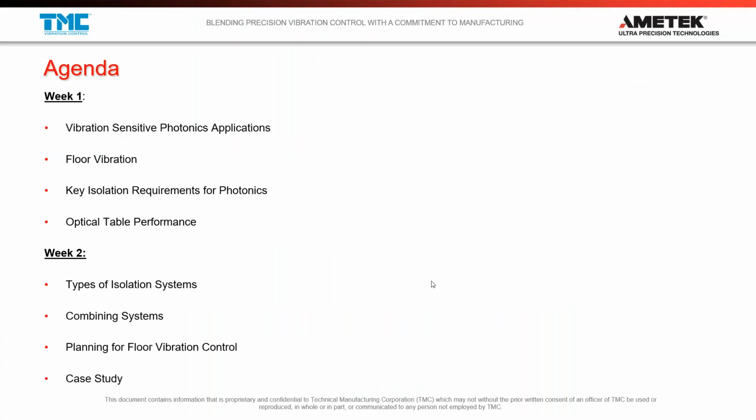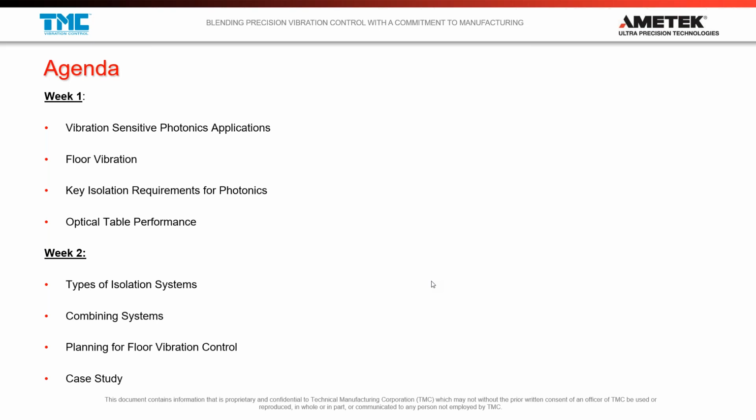So a quick review. Remember, week 1, we talked about the top, basically. You have a 2-part system. You have your optical table top, and you have what supports it. So week 1, we did a quick overview of the types of photonic applications we see a lot. We did a sort of a crash course in floor vibration. We talked about what kind of requirements you want to see in a tabletop for damping. And then we also talked about performance as well. So we kind of did a deep dive into optical tabletop performance.